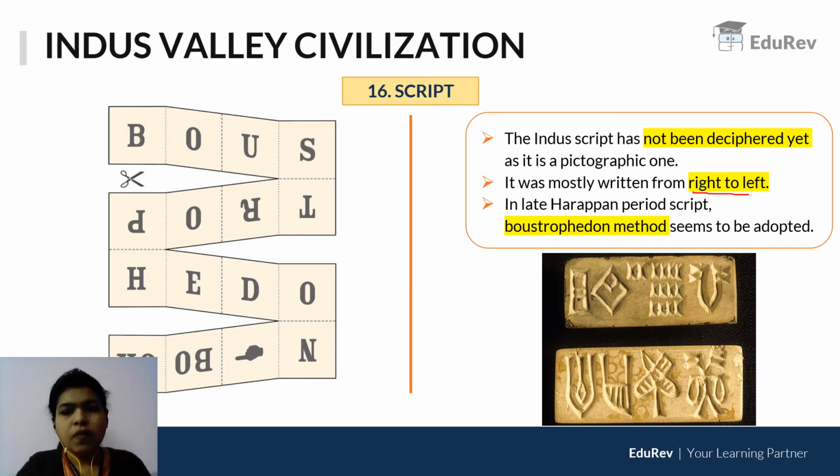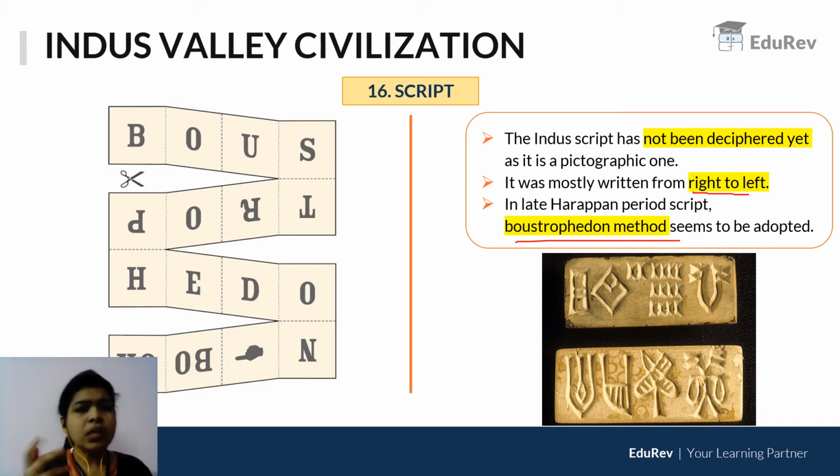Another important word is the Boustrophedon method. In the late Harappan period, the script was written in the Boustrophedon method. Not just that, only a very small number of scripts were actually written in the Boustrophedon method. Majorly, the script was written from right to left.